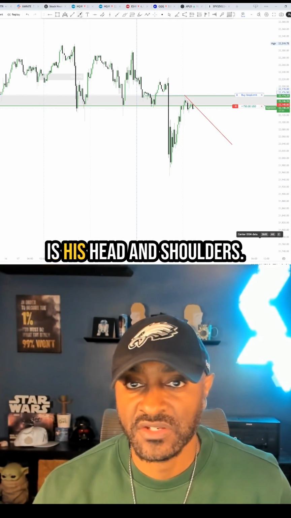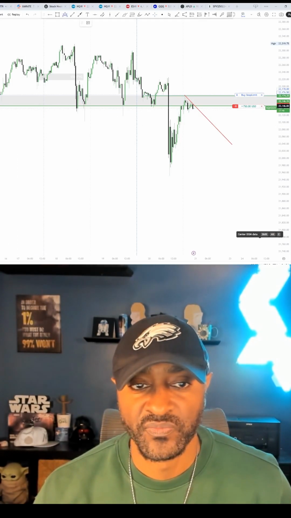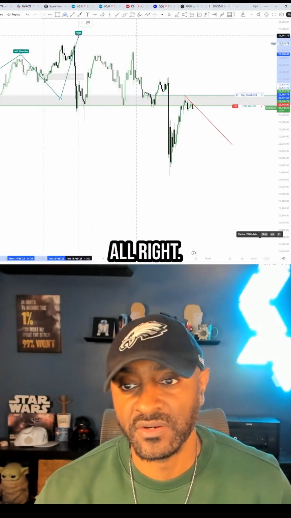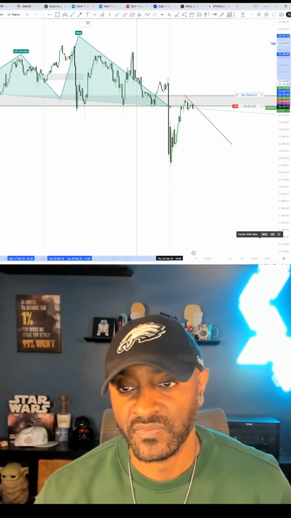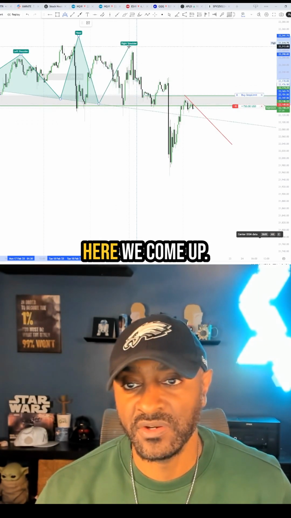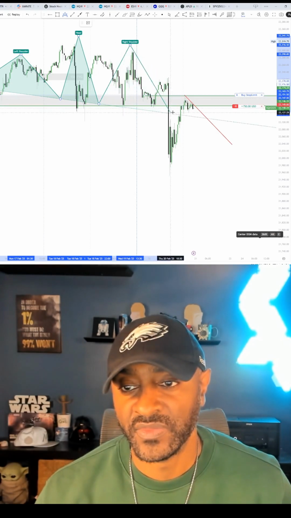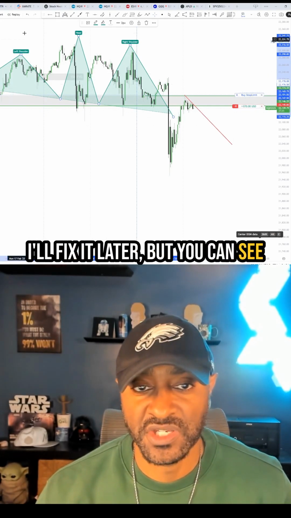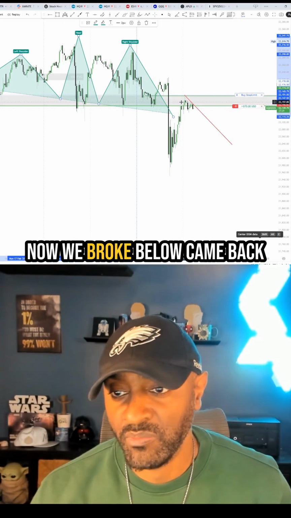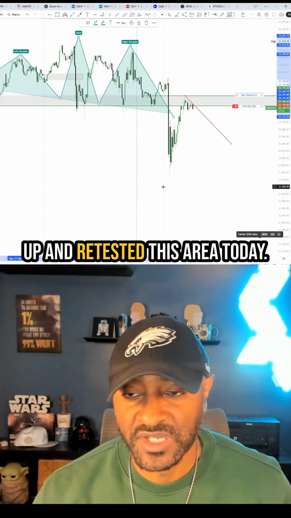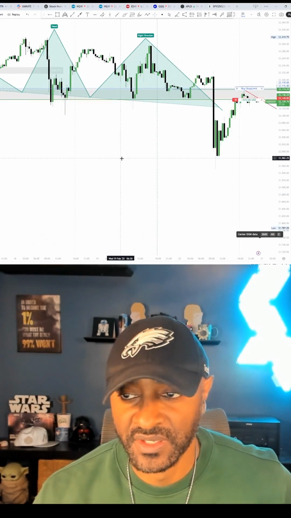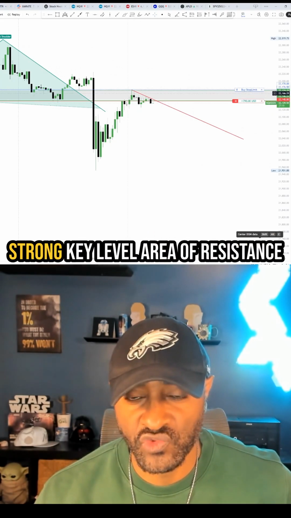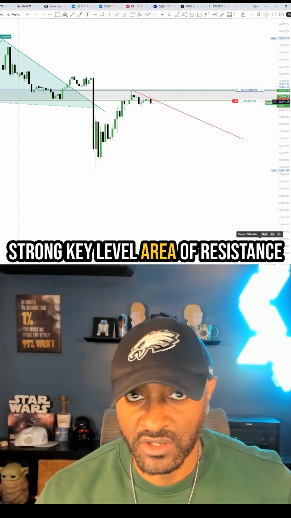But what you're not seeing is this head and shoulders pattern. Go up a little bit higher, right? It's down here, we come up, down here. It's an ugly drawing of it, I'll fix it later, but you can see the head and shoulders pattern. Now we broke below, came back up and retested this area today. And now we've rejected. That is a strong key level area of resistance.